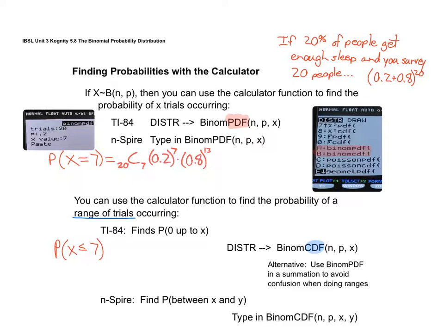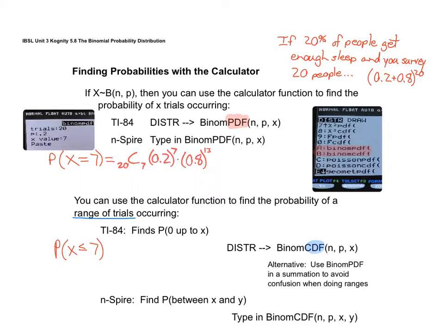Okay? Wait, how did we get 7 again? We just picked that out of the air. We could have done, what's the probability of getting 12 of them? Or what's the probability of getting 3 of them? So, we just picked 7.